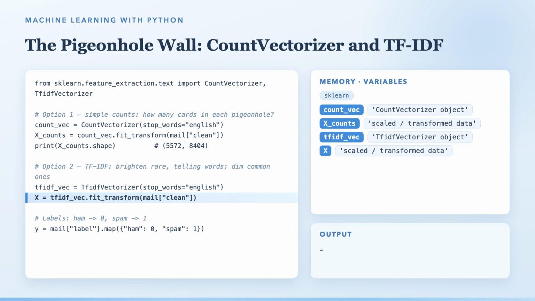Option 2. tfidf_vec equals TfidfVectorizer, again with English stop words, and X equals tfidf_vec.fit_transform on the same clean column. This time rare words shine brighter than common ones. Finally, y equals mail label .map, ham becomes 0, spam becomes 1, numbers in, labels ready.